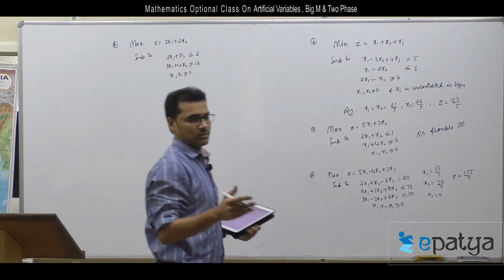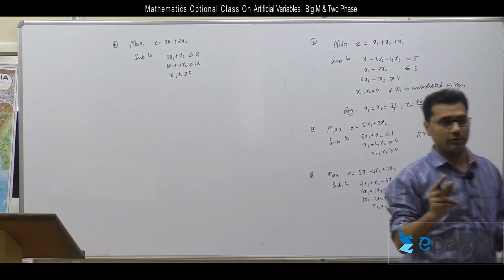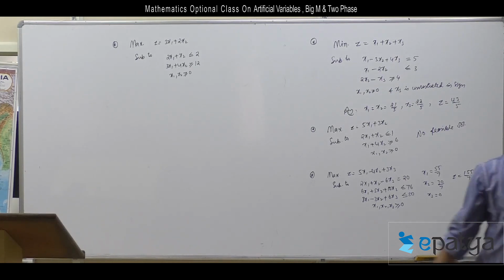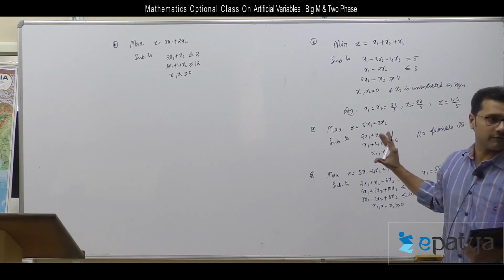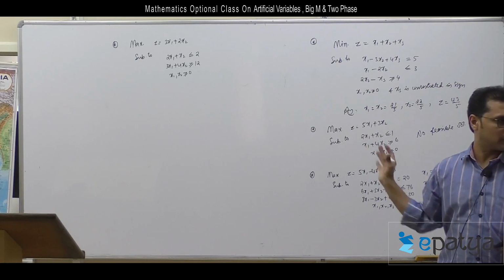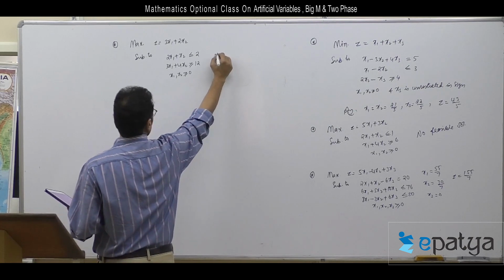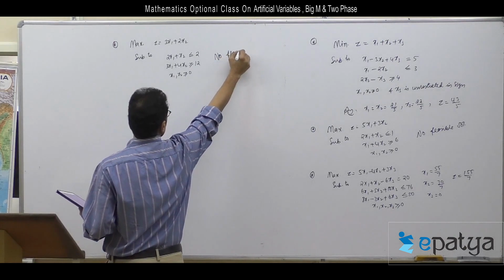What I also suggest you to do is, whenever there are only two variables, two decision variables, try to do it in graphical also and see what happens, from where it goes to where, and then try to see that. Simplex method as well as graphical method, both of them, try to compare them. Okay, you will get some ideas. So no feasible solution.